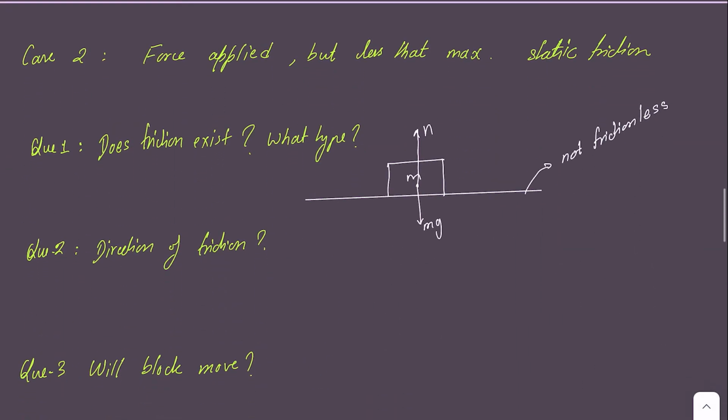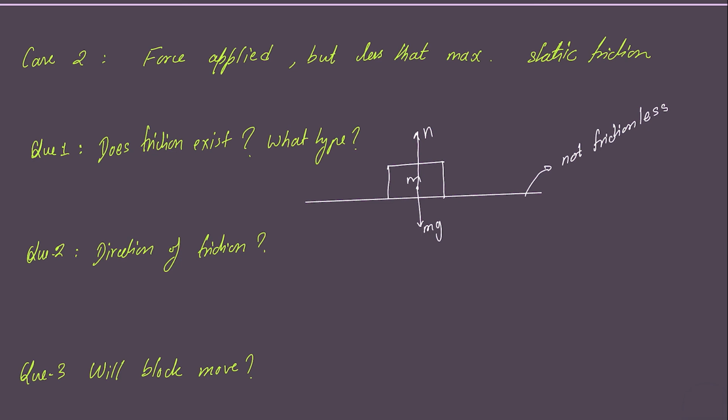The next case, we have the same mass and block system, the mass and the table system, and this is again not smooth.